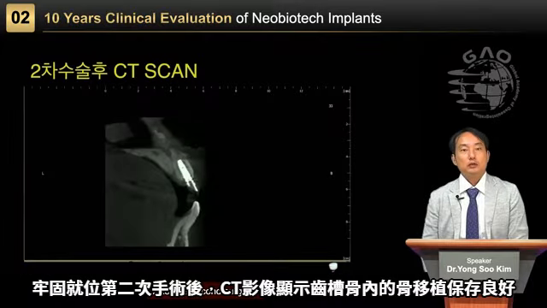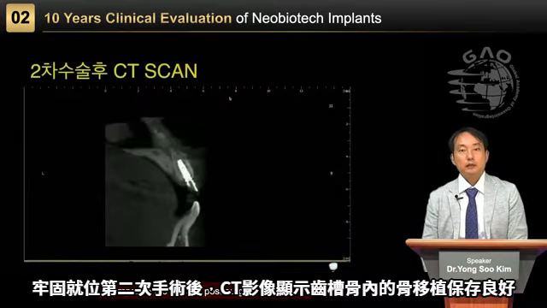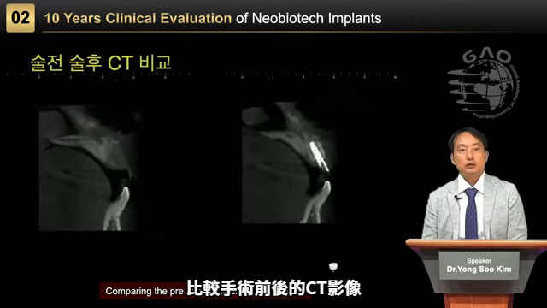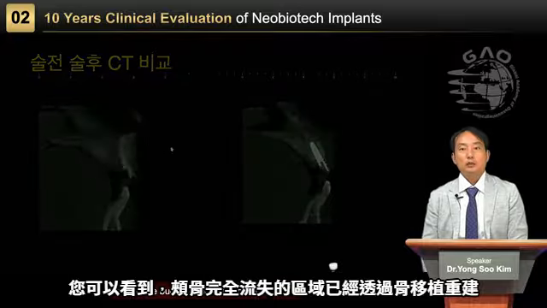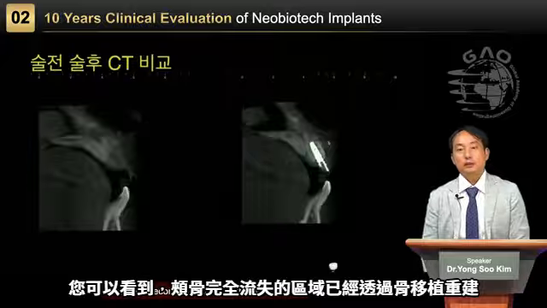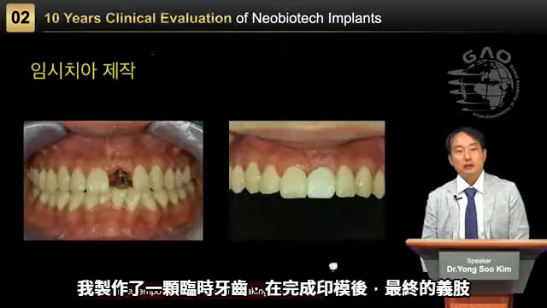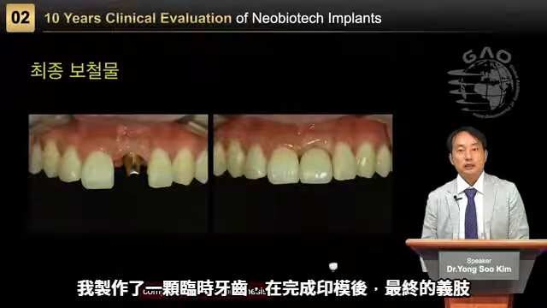After the second surgery, the CT images showed that the bone graft in the alveolar bone was well maintained. Comparing the pre- and post-surgery CT images, you can see that the area where the buccal bone was completely lost has been reconstructed through bone grafting. I created a temporary tooth and, after taking impressions, completed the final prosthesis.